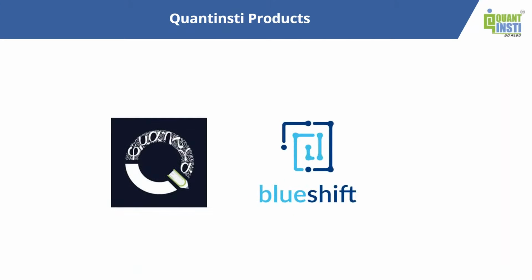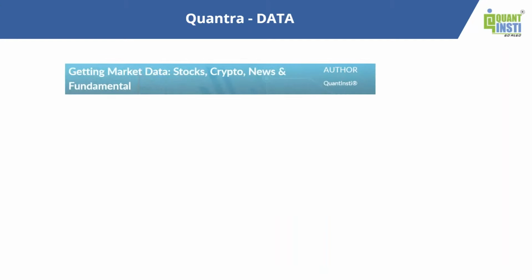As discussed earlier, the first step of a quantitative trading system design is to get the data. So we have a free course in Quantra under the name Getting Market Data for Stocks, Crypto, News and Fundamentals. This is the free course. You can access this course just by registering for it, and it will explain how to use price data APIs, meaning how to get price data of a cryptocurrency you like or a stock you like, etc.